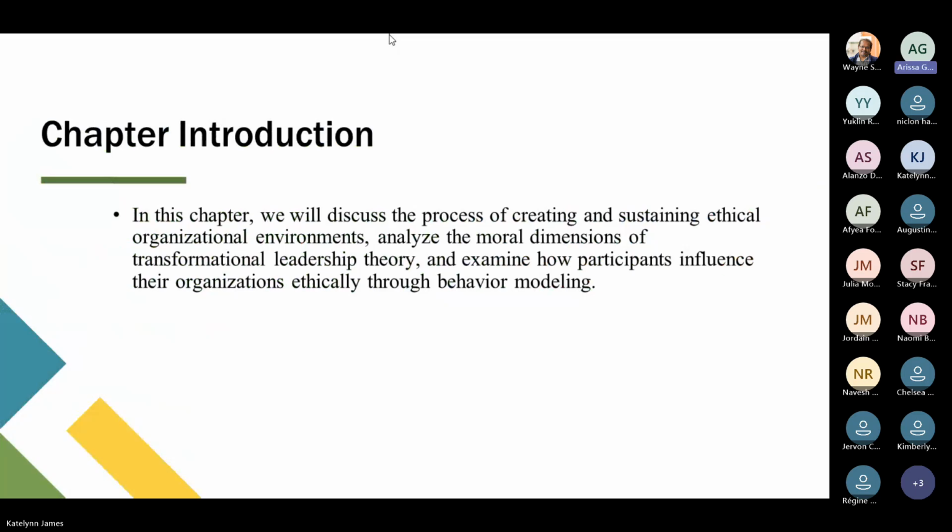In this chapter, we will discuss the process of creating and sustaining ethical organizational environments, analyze the moral dimensions of transformational leadership theory, and examine how participants influence their organizations ethically through behavior modeling.